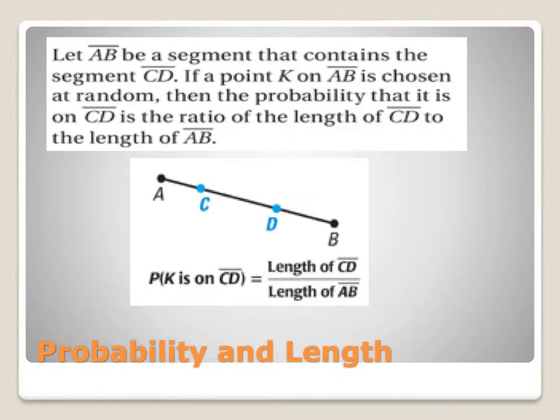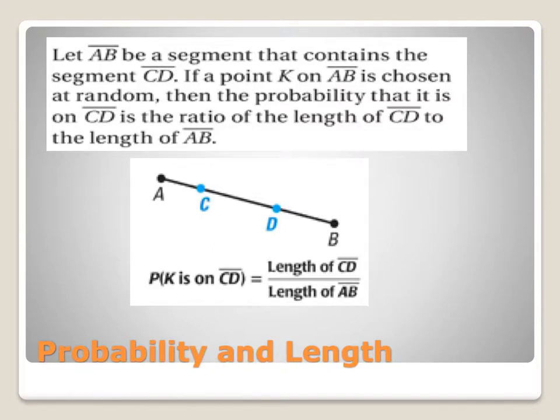Probability and length. If AB is a segment that contains another segment, like part of it would be CD, and if a point K on AB is chosen at random, the probability that it's on CD is the ratio of the length of CD to the length of the whole segment AB. If I left this on the board and asked somebody to come up and pick a point on AB, and we were trying to figure out the probability that the point they pick is going to be on CD, anywhere along here that would fall between C and D.